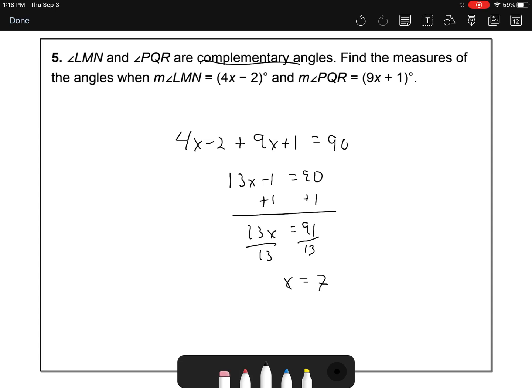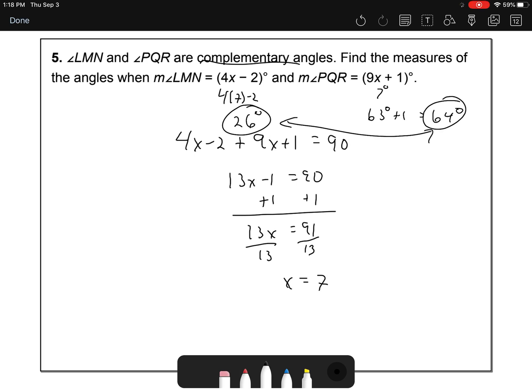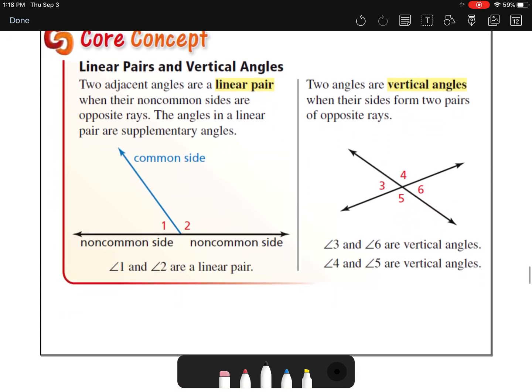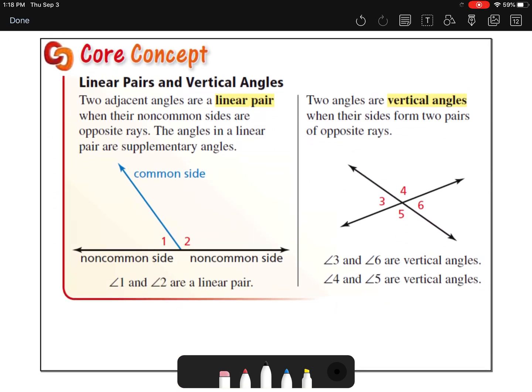And that is 7. Now we haven't found the angles, have we? So we got to plug 7 in there. 4 times 7 is 28. 28 minus 2 is 26 degrees. Plug 7 in there, you get 63 degrees plus 1, which is 64. Now do those two add up to 90? Yes, they do.